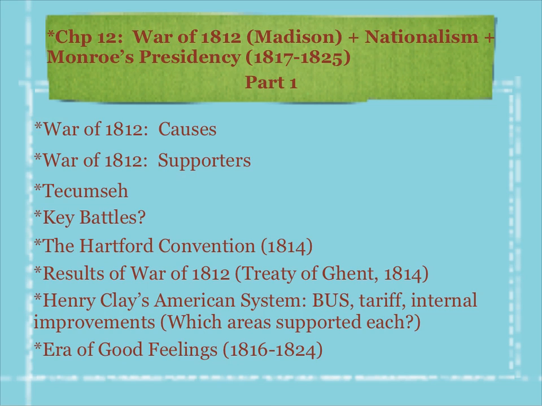The key battles of the War of 1812. The one that I think you need to know most is the Battle of New Orleans. Okay, and of course, who is the war hero out of the Battle of New Orleans? You should know that. And the interesting thing about that is that battle actually happened after the Treaty of Ghent was signed. The Treaty of Ghent was signed in December of 1814. The Battle of New Orleans was in January of 1815. So the battle happened with the war actually being over. And so that's kind of an interesting bit of information about the Battle of New Orleans.